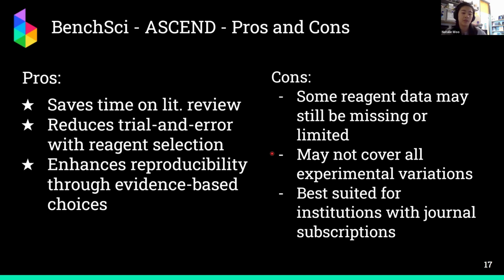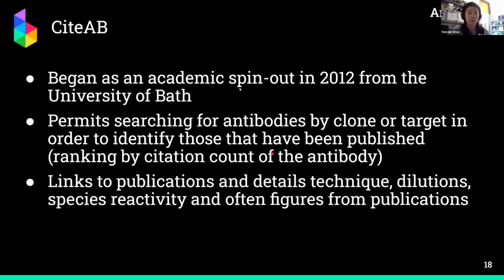And it is best suited for institutions with journal subscriptions because they give you a link to the peer-reviewed paper, but then you still have to have access to that paper to look through the supplemental data and stuff like that. So with that, that's pretty much just one thing that I like to use, so BenchSci Ascend. However, there are alternatives, and I'll leave Andy to tell you about an alternative to BenchSci.